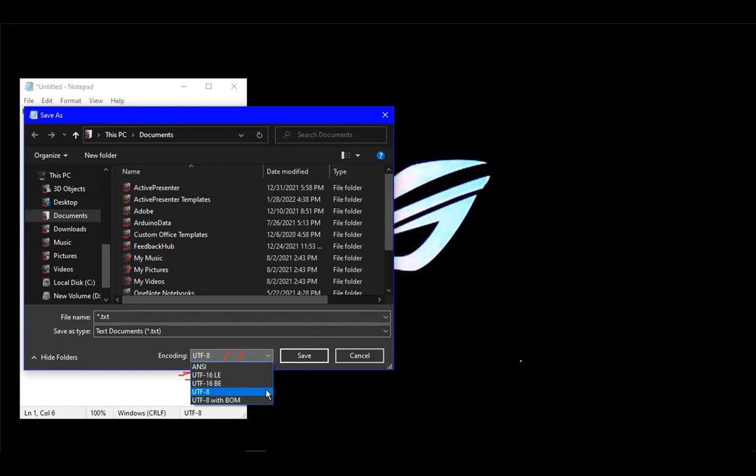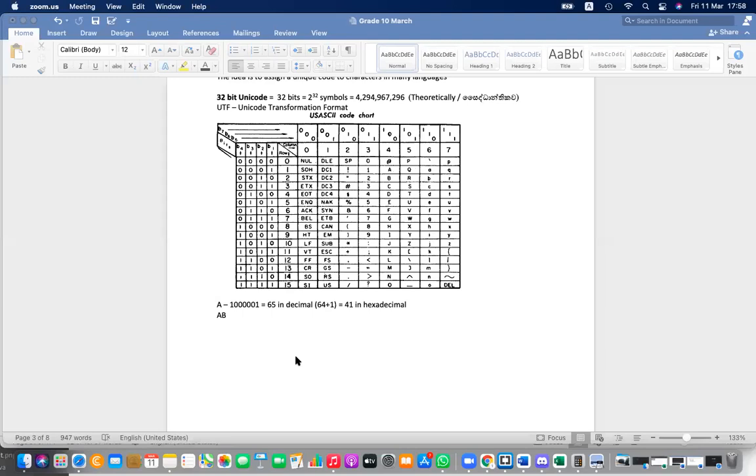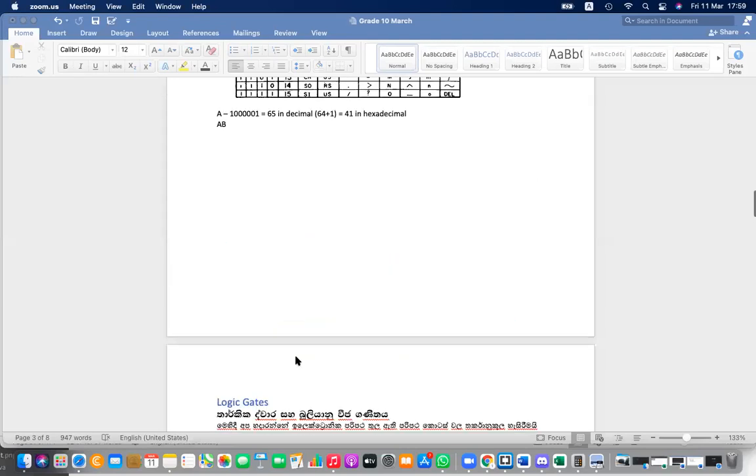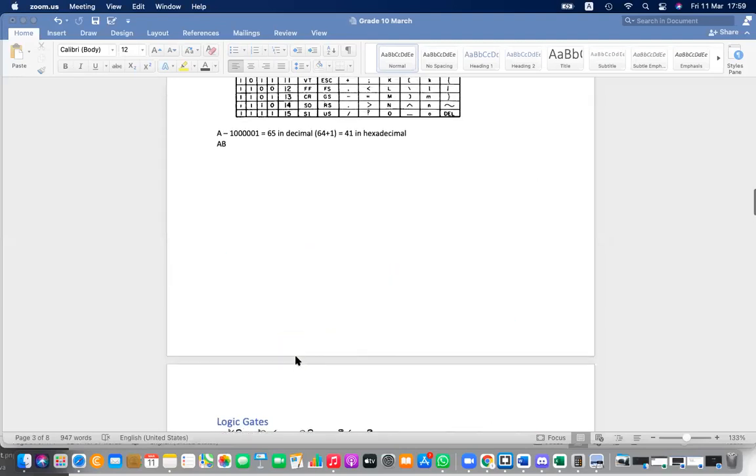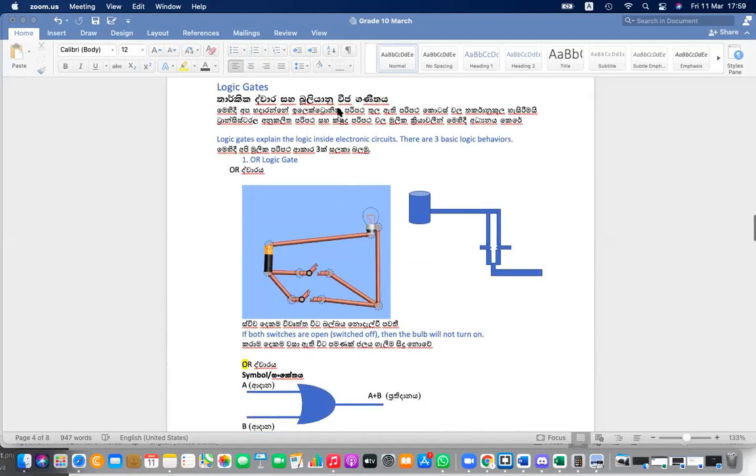Okay, with that done properly, the next important lesson that we are going to learn, please write down the heading: logic gates.